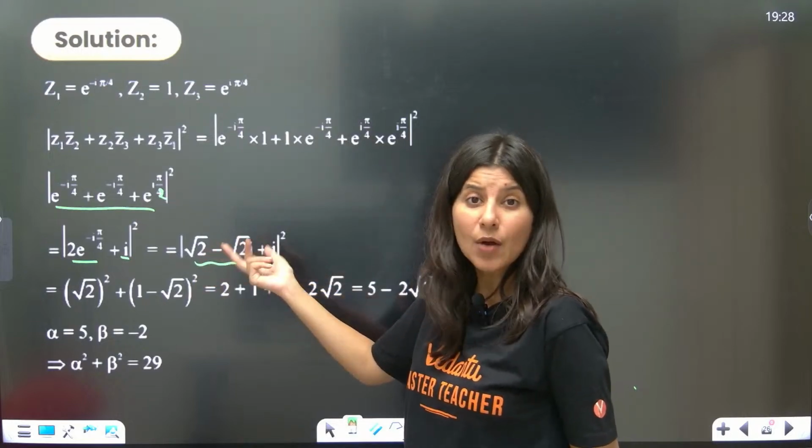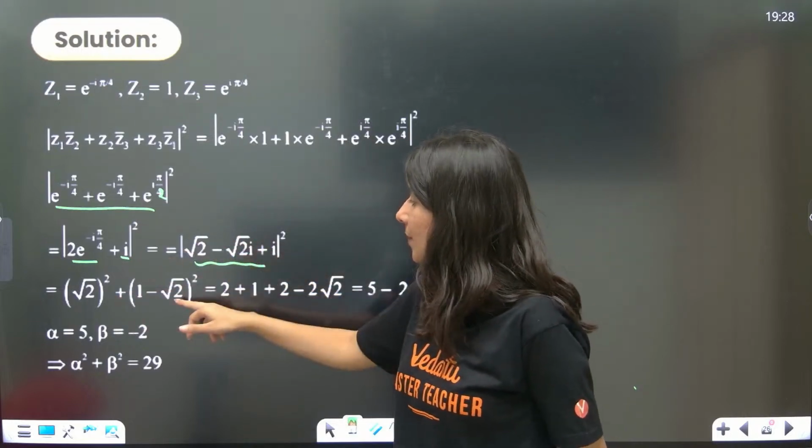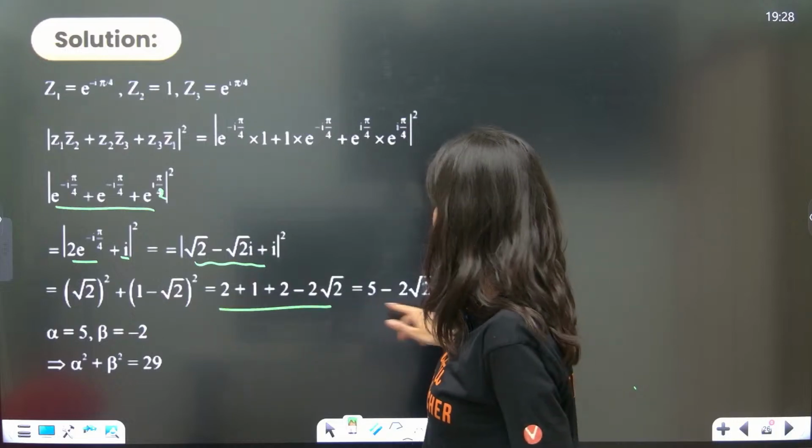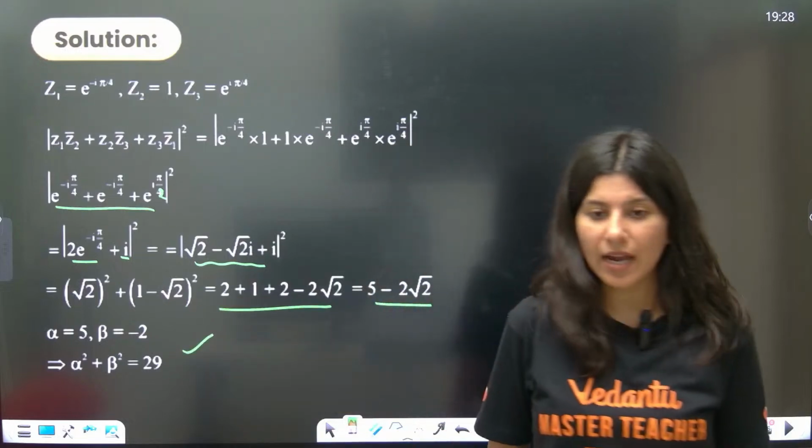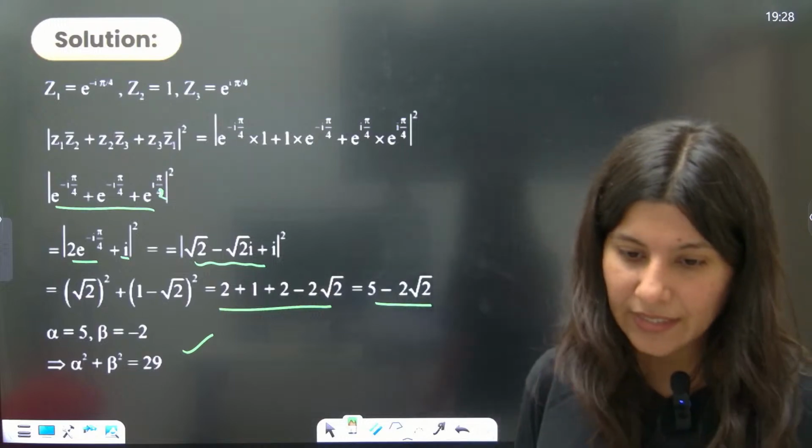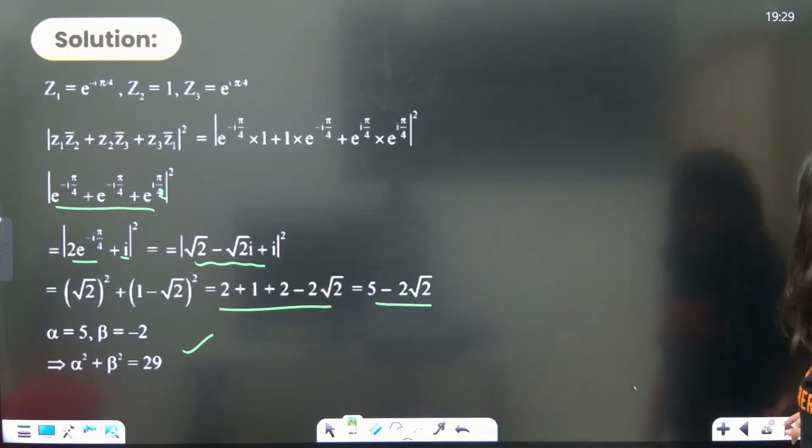Now modulus, how do you calculate? Real part square plus imaginary part square. So this is what it is. Alpha and beta is here and this is it. Okay, clear everybody? Shall I move on to the next problem?